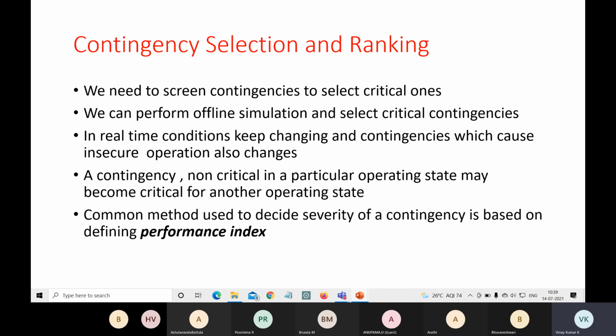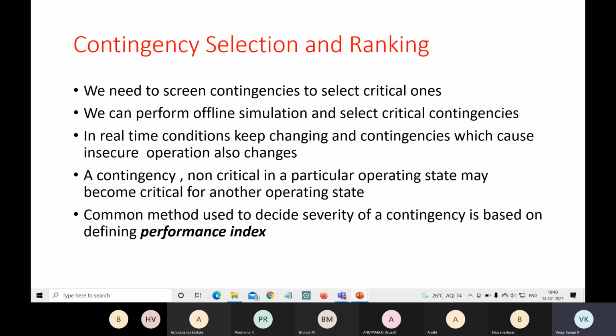So most critical, less critical. Like that, we can give the ranking depending upon the severity of effect of the contingencies, whether it is most severely affected or less severely affected. By ranking them, we can select which are the most severely affected contingencies and which are the less severely affected contingencies. That's the thing. One more thing we have in our system is the security problem.